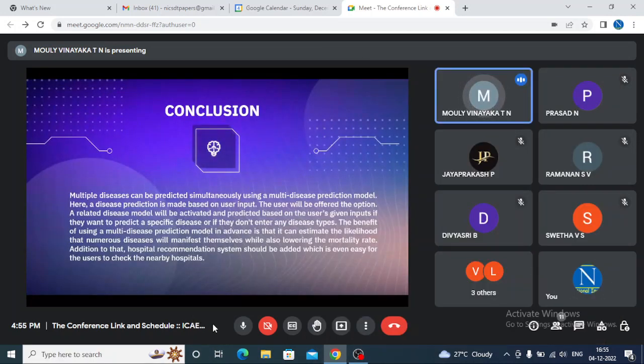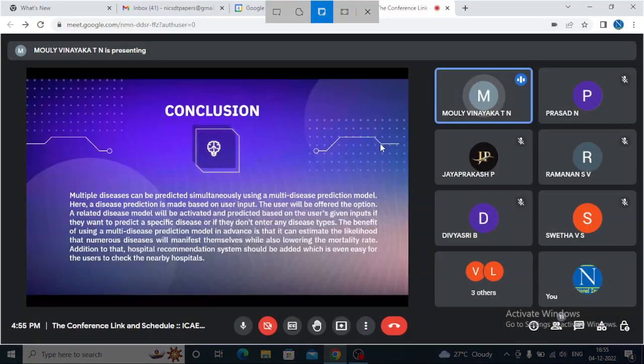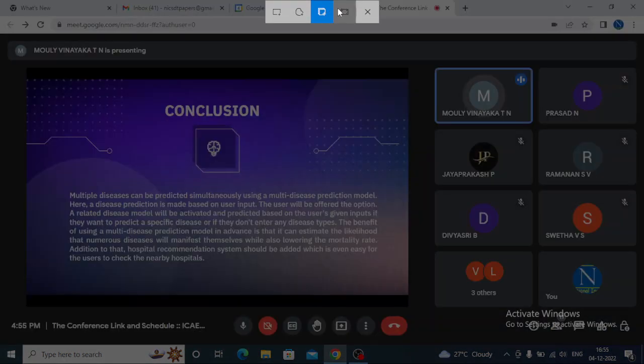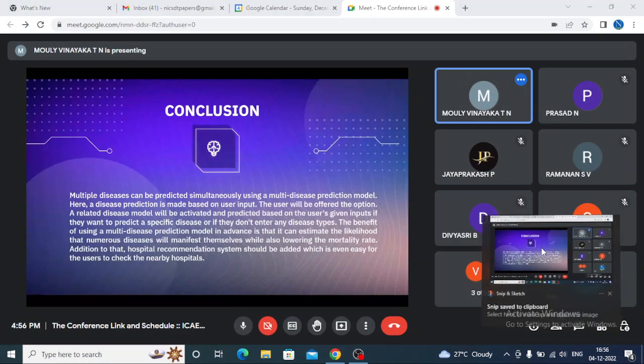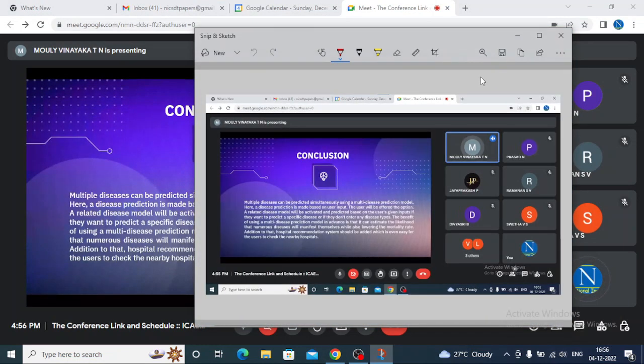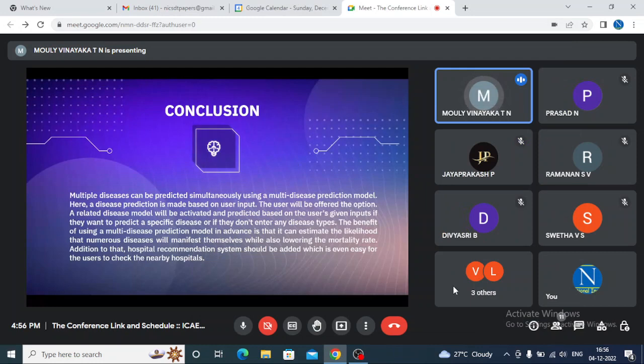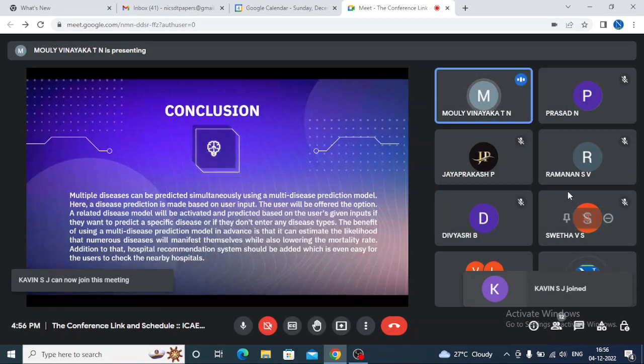Multiple diseases can be predicted simultaneously using a multiple disease prediction model. Here, a disease prediction is made based on user input. The user will be offered the option. A relatable disease model will be activated and predicted based on the user's given input, if they want to predict the specific disease or if they don't enter the symptoms. That's it, sir. Thank you.